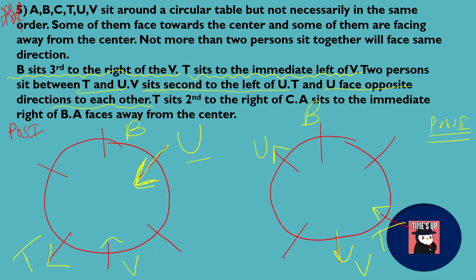Then they've said V sits second to the left of U. This is correct, right? It is facing towards the center. V is sitting at the second left of U. In this case, what will happen? If U is facing away from the center, this condition goes wrong because V is sitting second to the left of U, they have said.